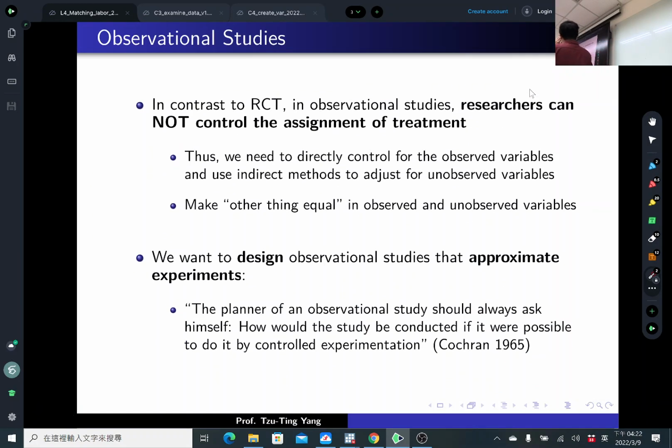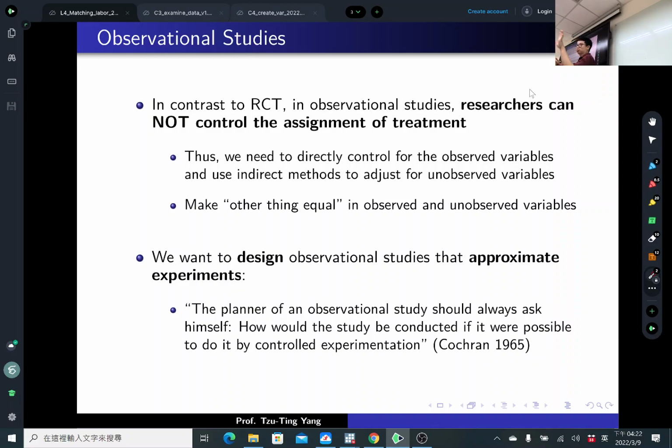So in contrast to the RCT, in observational studies, the researcher basically cannot control the assignment of treatment. We cannot determine who gets a treatment and who does not. We can just observe. So the only thing we can do is try our best to make the treatment group and control group's observed variables similar. Try to control for the observed variables.